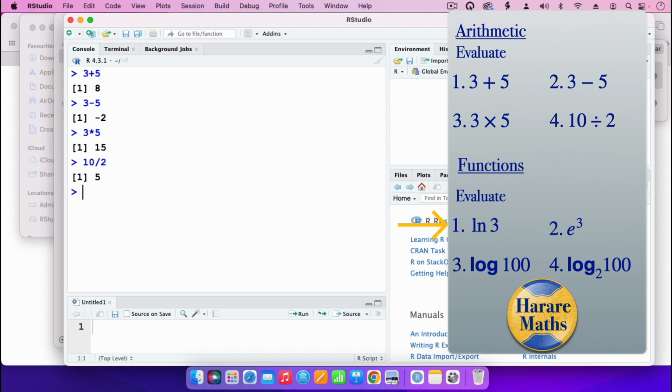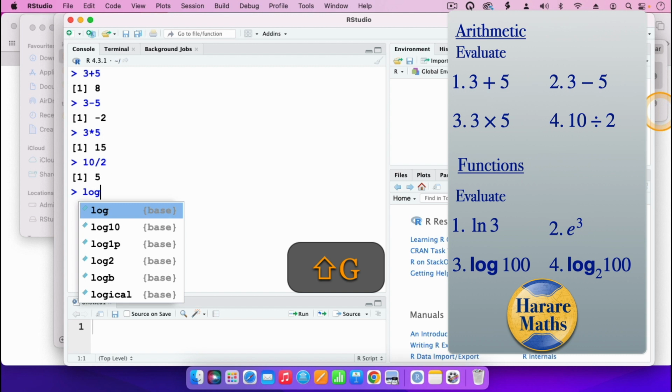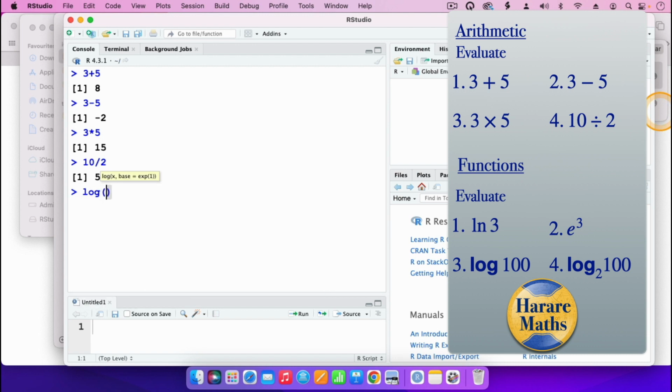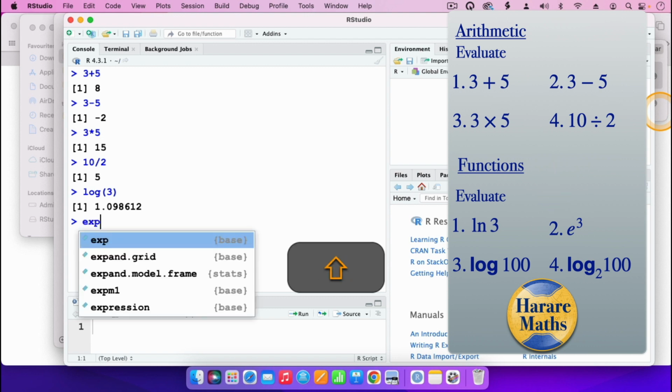For the first one, we are having the natural logarithm of 3. When we are in R, the natural logarithm, we type it as log. So it's log, then open parenthesis. Then we are looking at the logarithm of 3, the natural logarithm of 3. So I'll press 3 there, and I'll press enter. So that's the natural logarithm of 3 is 1.098612.